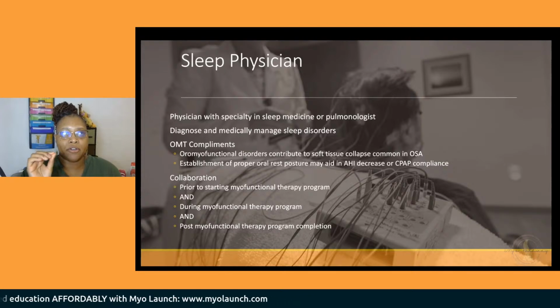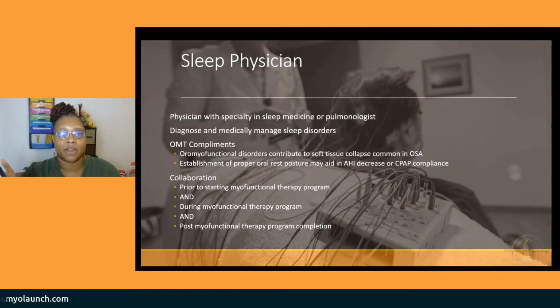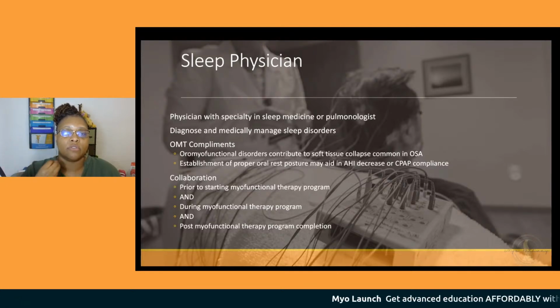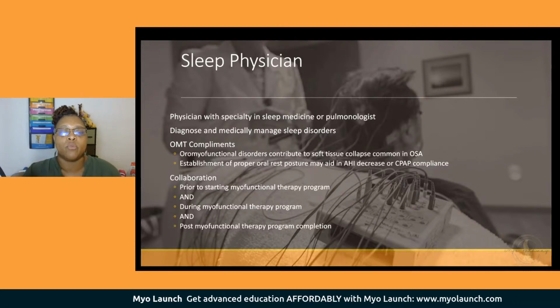The way myo complements proper oral resting posture: we want the tongue up and out of the airway. We want to establish patent nostrils. We want to establish oropharyngeal space. And so the velopharyngeal space, we're targeting and opening up the airway more naturally.